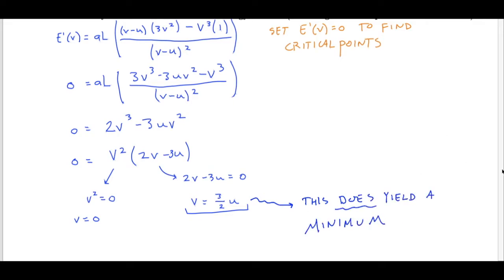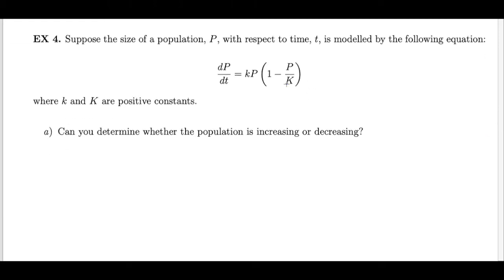Let's go ahead and take a look at the next example. We're going to suppose that the size of a population P with respect to time is modeled by the following equation. I'll just stop there even before I look at the equation. That's telling me that the function I'm interested in is a function P for the population, and that population function is a function with respect to time. But notice that that is not what the equation tells me.